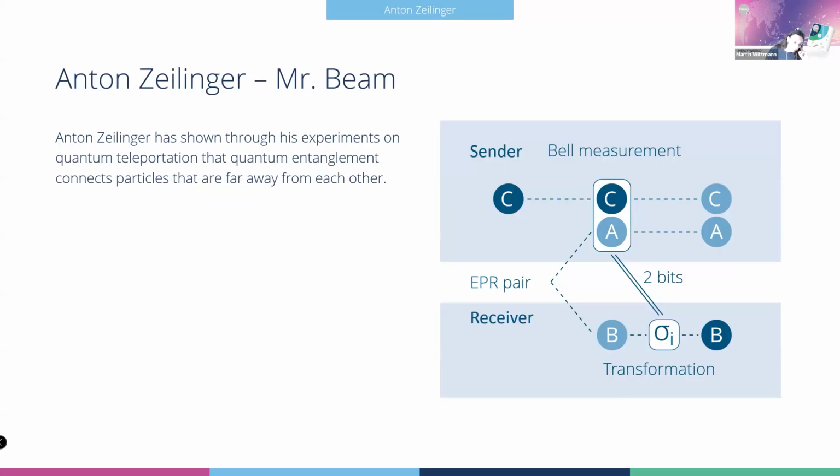Then also one quite important thing for the whole presentation is Anton Zeilinger, who was also called Mr. Bean. He showed through his experiments that quantum teleportation is possible, and that quantum entanglement connects two particles that are far away from each other. Basically, they gave a photon a spin and measured another photon, and its spin also changed. So they teleported this information. Those two photons were quantum entangled, and that's exactly what we are also using.